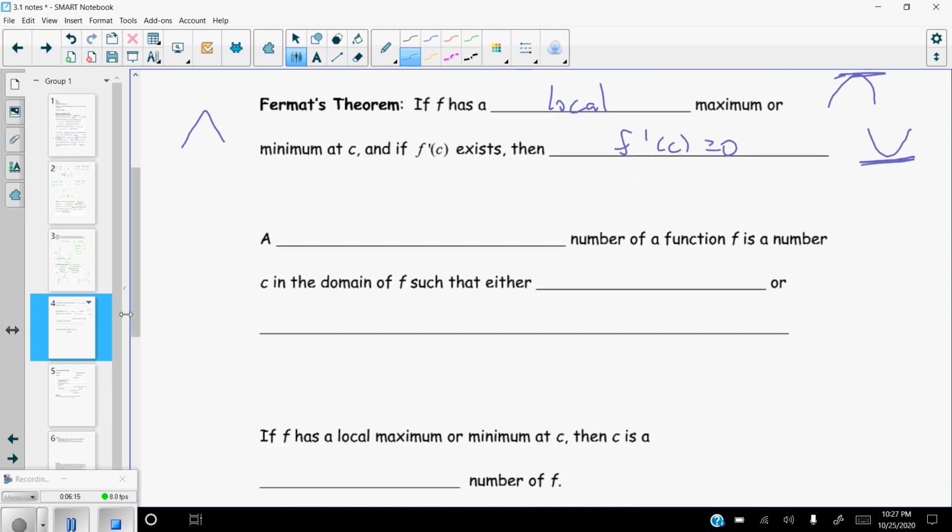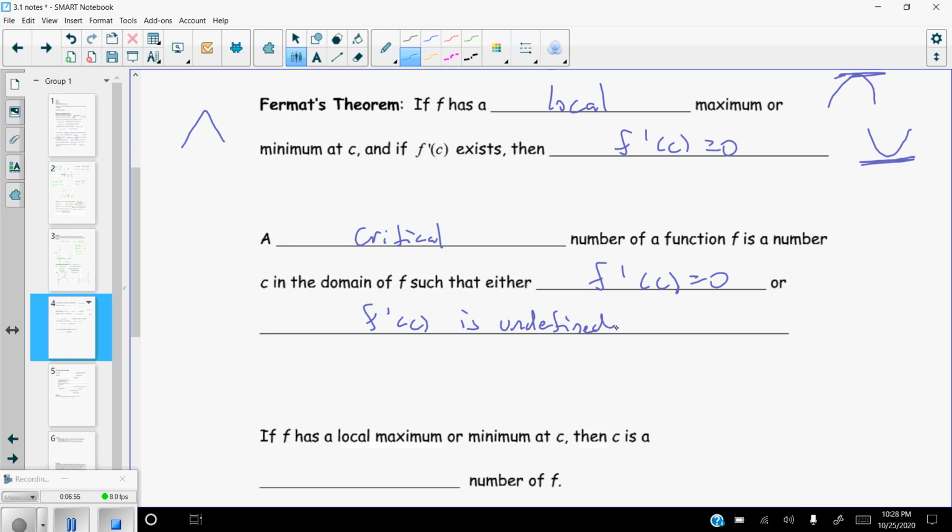What we call those places at the top or the bottom of those hills where something very important is happening is called a critical number. It's called a critical number of a function f. So the critical number of a function is a number c in the domain of f, remember c is an x value, such that either one of two things is true: either f prime of c is 0, or f prime of c is undefined.